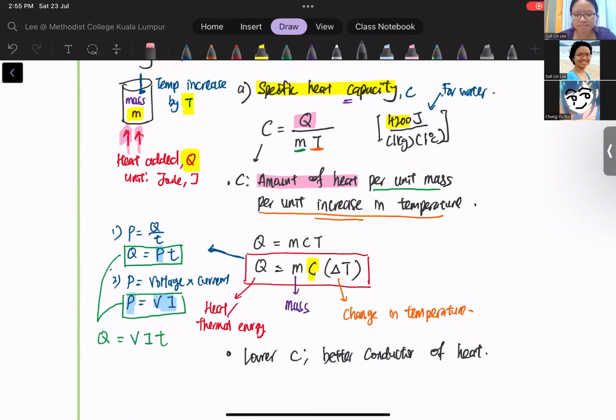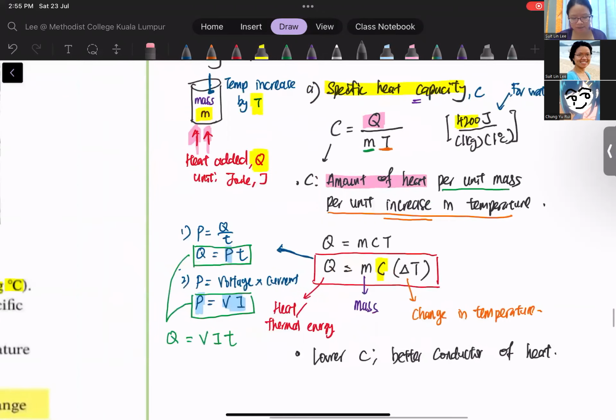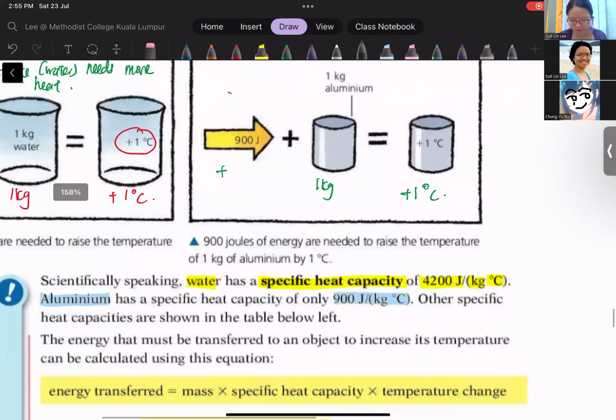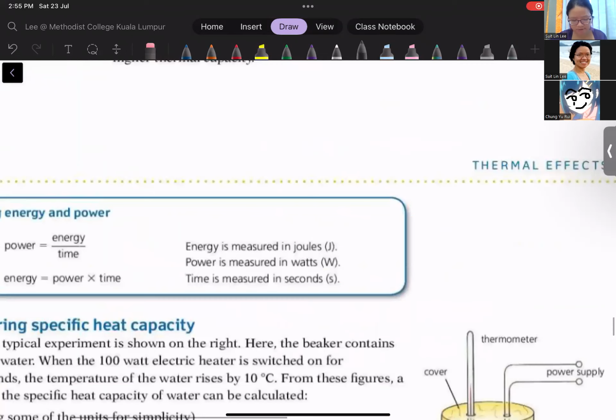By the way, if you go and eat Indian food, you notice that generally their cups are made out of metal. This is the reason, so that their teh tarik will cool down faster. A glass, they're not really.